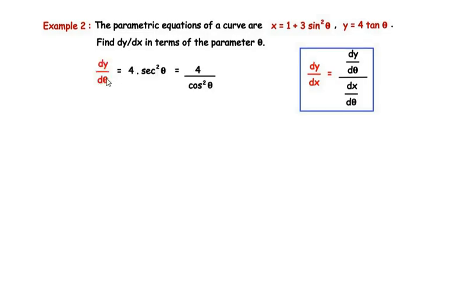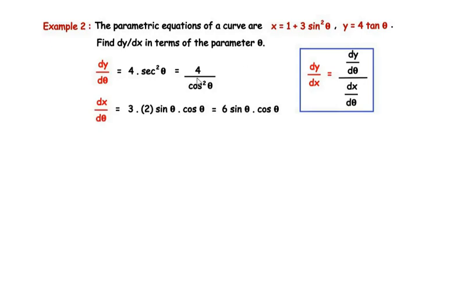So dy by d theta is equal to, now the constant 4 stays as it is, and the differentiation of tan theta is sec square theta. Now we have written sec square theta in terms of its reciprocal function, that is cos square theta. So dy by d theta will be equal to 4 over cos square theta. Now once we have got this, let us find out the differentiation of x with respect to theta.